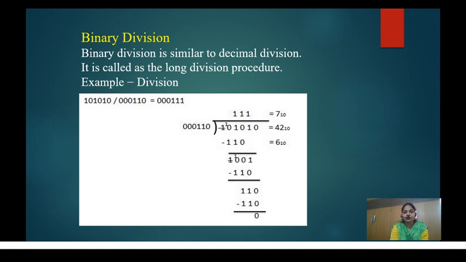It is also called the long division procedure, and here you have taken the values, you have to divide by this number. So discard these 3 zeros on the left side and divide the 110. Divide this value by 110. Follow the same procedure to get the equivalent decimal number.